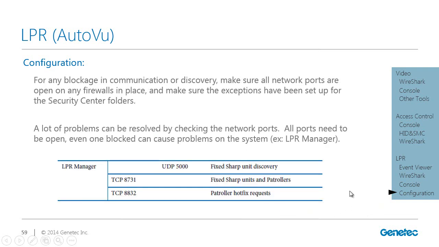Now if the data does not seem to be getting to or from the Sharp, make sure all the required network ports are open on all firewalls, and all exceptions have been made for the Security Center folders as well. Now a lot of the problems can be resolved by opening the firewall ports. We need to make sure all of them are open as well, because even if you have one closed port, that might cause problems. So for example, here we have the LPR manager. These are the ports we need just for the LPR manager. But we do have about 13 ports that we do need to be open, and you just need to take a look in the AutoView handbook to see the full list and to make sure that all those ports are open.